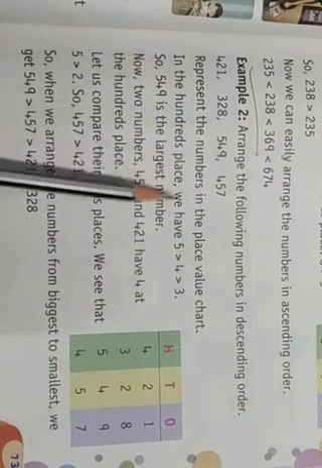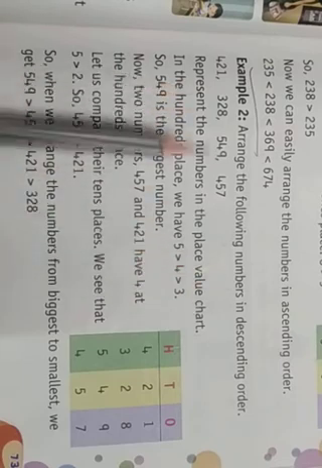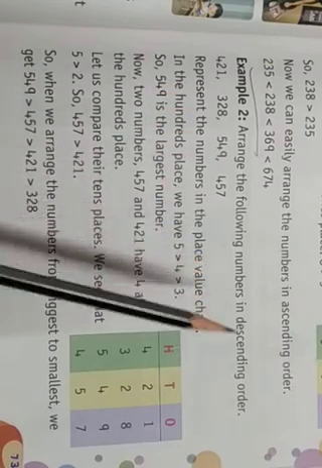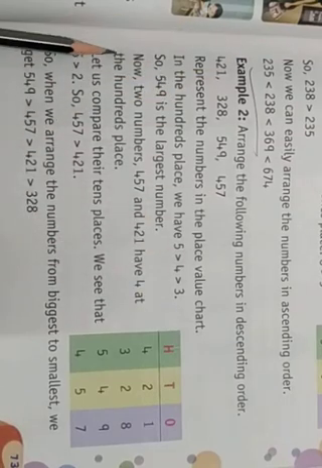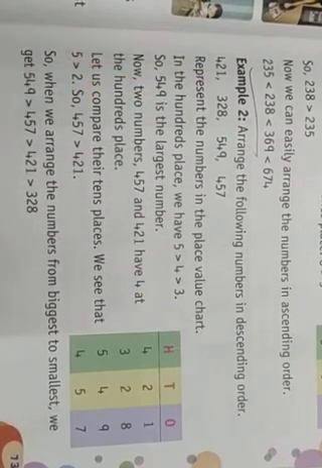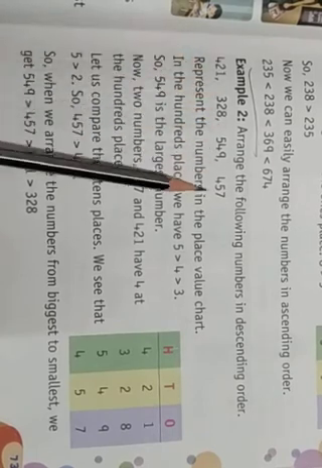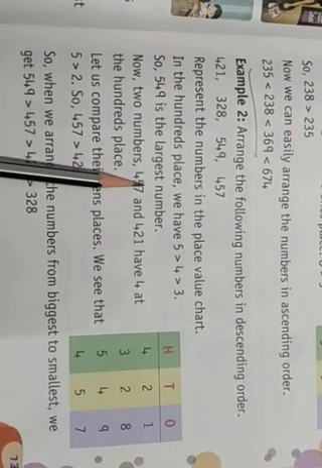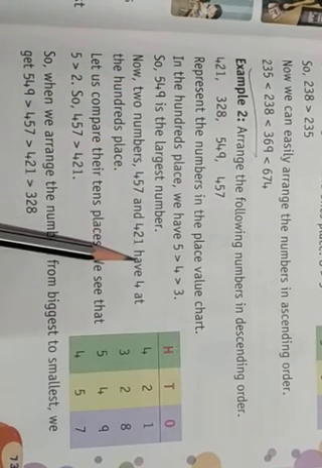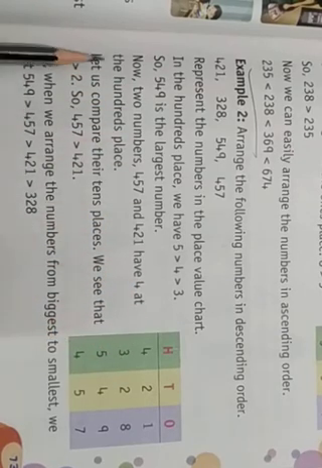In the hundreds place, we can find 5 is greater than 4, 4 is greater than 3. So 500, 400, then 300. Here in the 300s, 328 is the smallest number. In the 400s we have two numbers, 421 and 457. Both have 4 in the hundreds place.